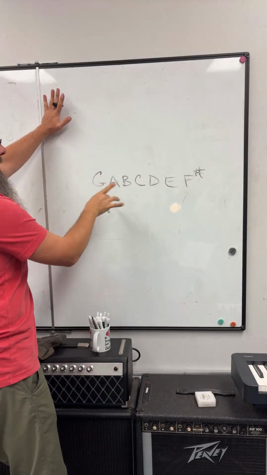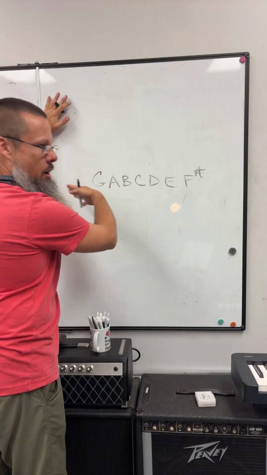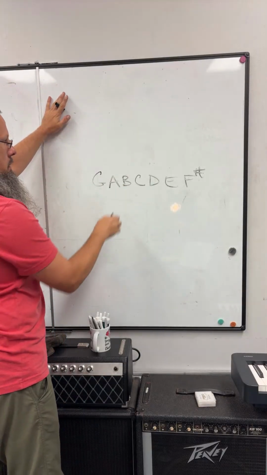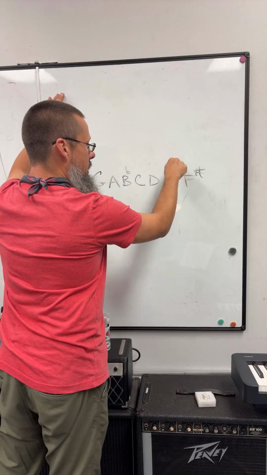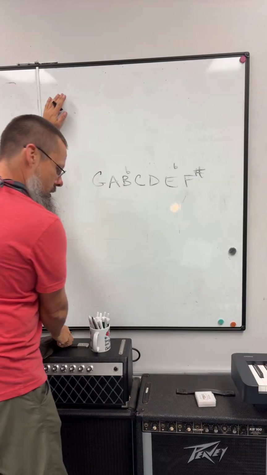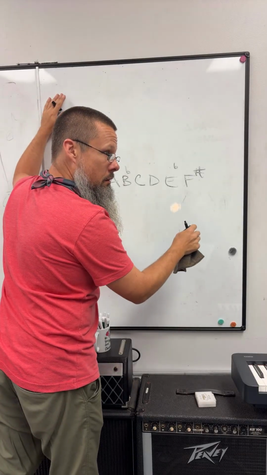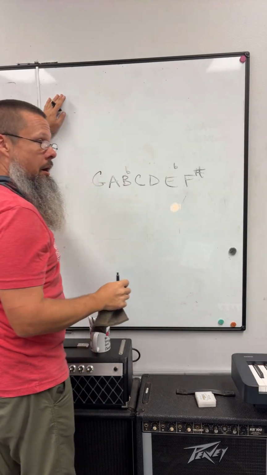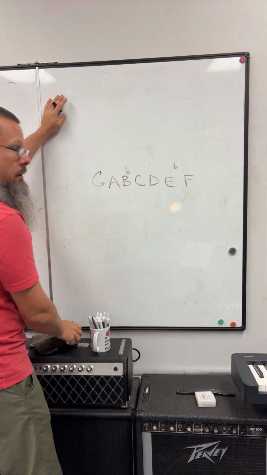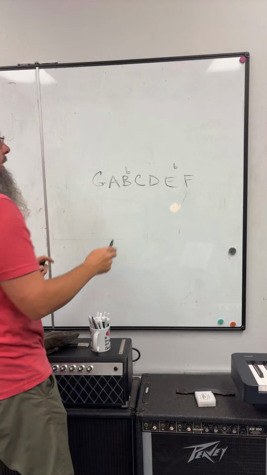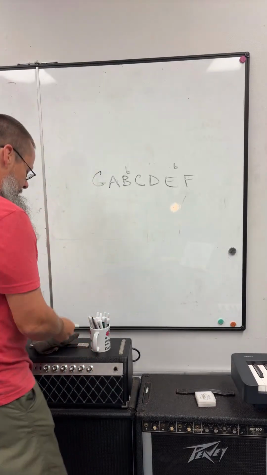So if we rename this, how do we turn a major into a minor? We flat the third, you betcha. And we also flat the 6, and then we flat the 7. To make a major a minor, you flat the 3, 6, and 7. So when we flatten that F sharp, we are turning that F sharp into an F natural.